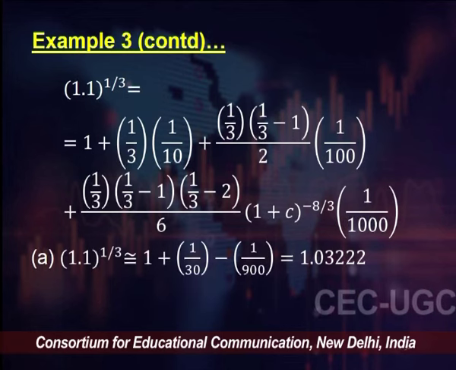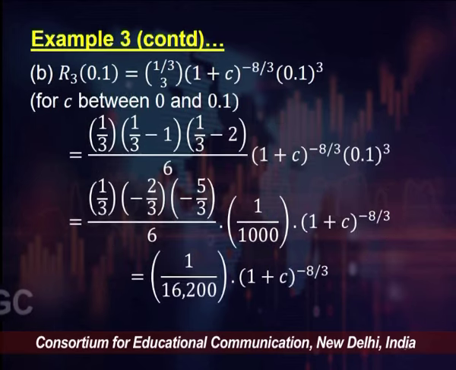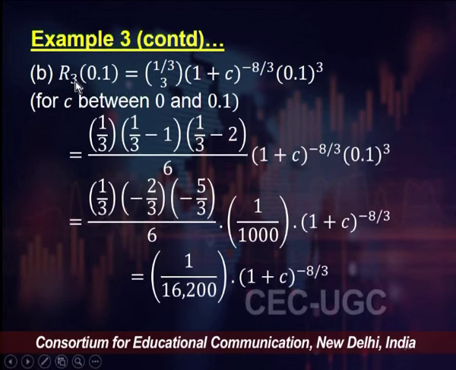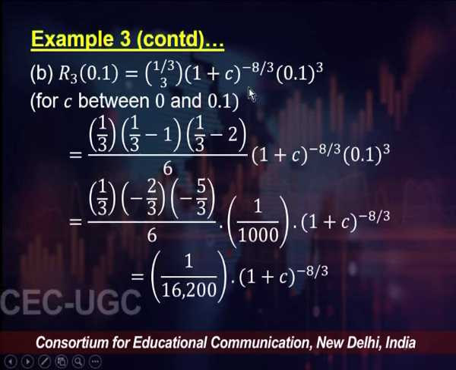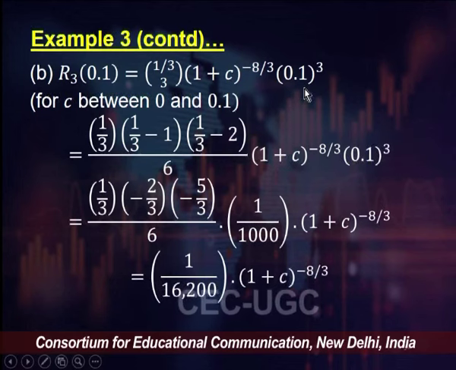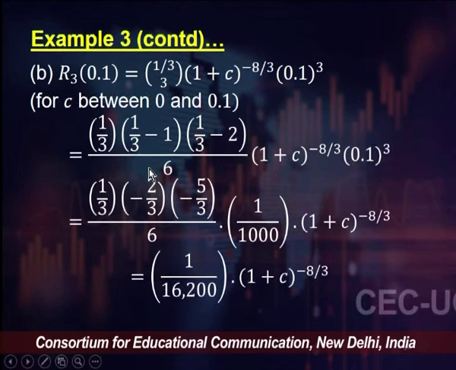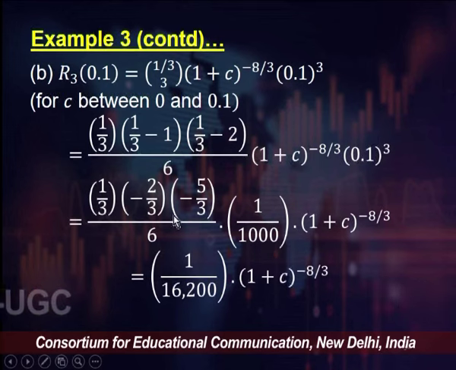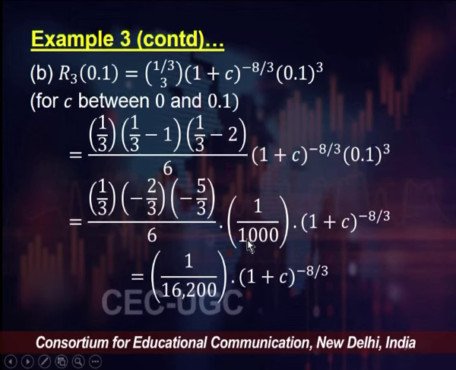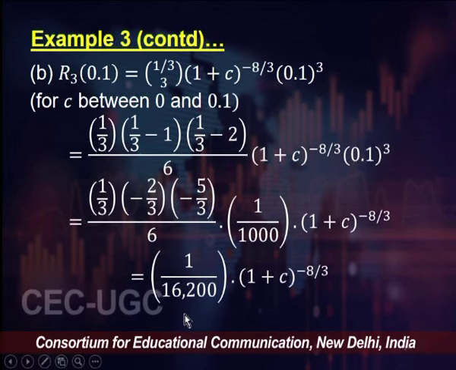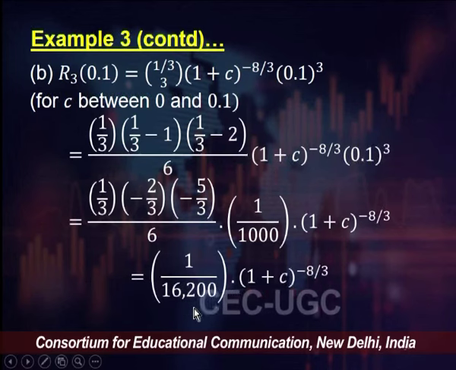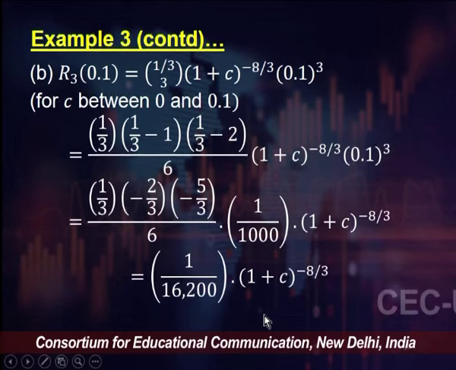This can even be done by hand. And let us now look at the remainder for this corresponding approximation. The remainder is given by R3(0.1), which is (1/3)C3 times (1 + c)^(-8/3) times 0.1 cubed, for c between 0 and 0.1, which then gives me 1/3 times minus 2/3 times minus 5/3 divided by 6 times 1/1000, which is nothing but 0.1 cubed written out in fraction form, times (1 + c)^(-8/3), and this turns out to be 1/16,200 times (1 + c)^(-8/3).